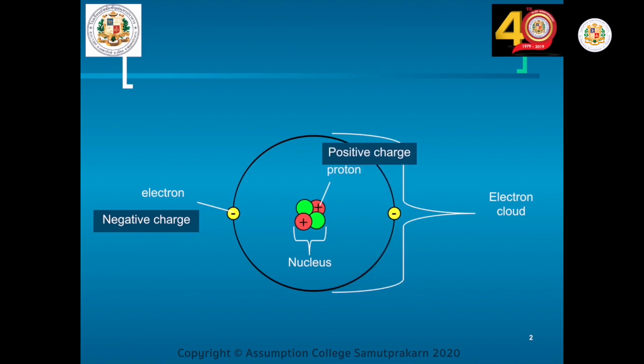Lastly, we have the last subatomic particle, also found in the nucleus of an atom, and it's called? Very good, neutron. And a neutron has a charge of? Very good, it has no charge. So this is how an atom looks like. Please remember them.